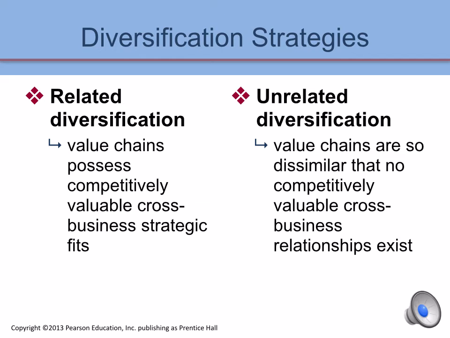The third type of strategy is diversification strategies. And there are two types of diversification: related diversification and unrelated diversification. Related diversification happens when a business creates product lines that are similar to those it currently offers.